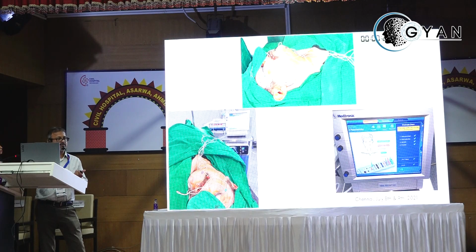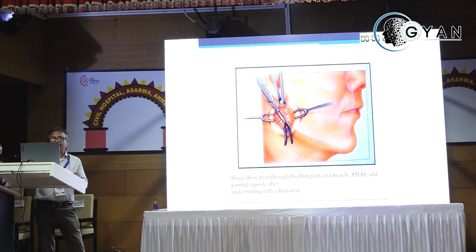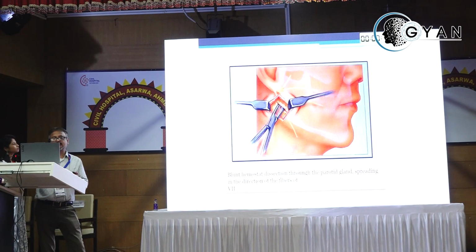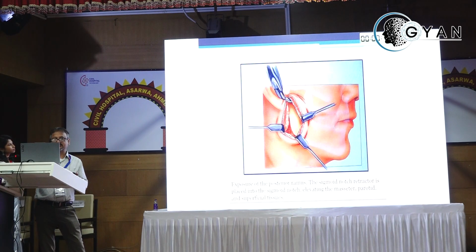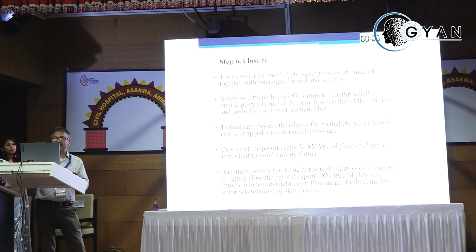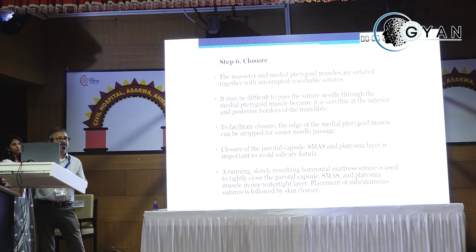So this is a nerve stimulator. This can be used if you want. Just have a picture. And that is a sharp dissection through the platysma muscle, SMAS, parotid capsule, and then blunt dissection into the parotid gland, and then the fibers, and then the exposure. I think she has a video on all these things. So that is the closure.